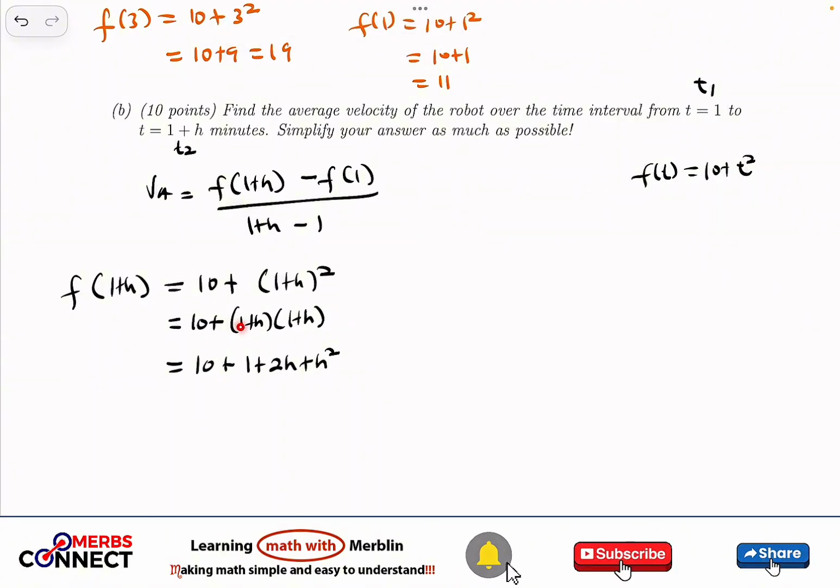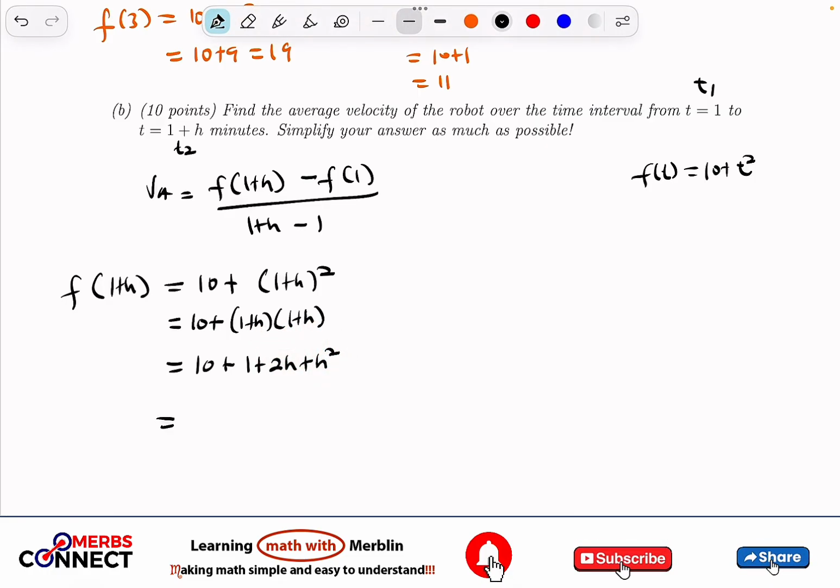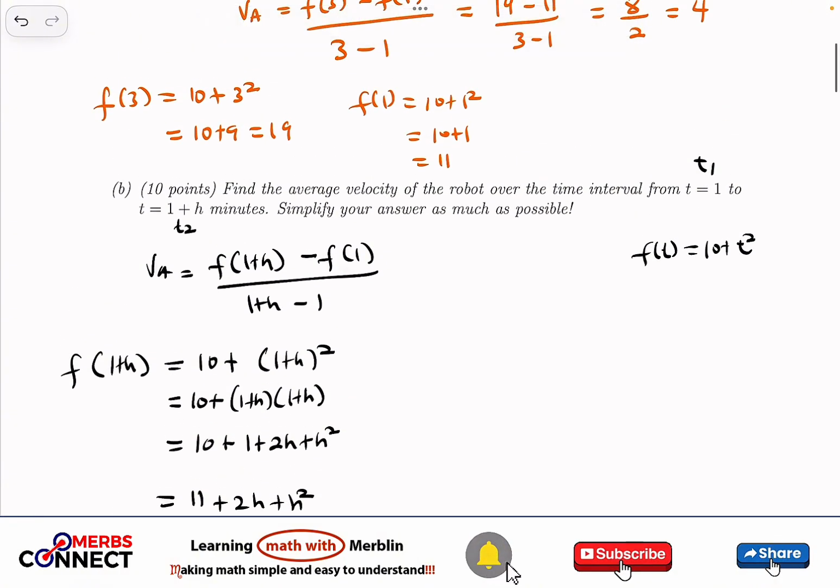So I did 1 times 1. 1 times h is h, and then h times 1 is also h. When you add it, you get 2h. And then h times h is going to give us h squared. So it means that this is going to give us 1 plus 2h plus h squared. So now we know that f of 1 is equal to 11 from here.